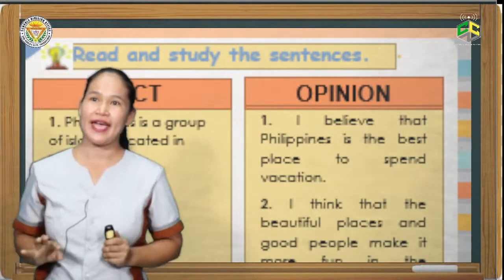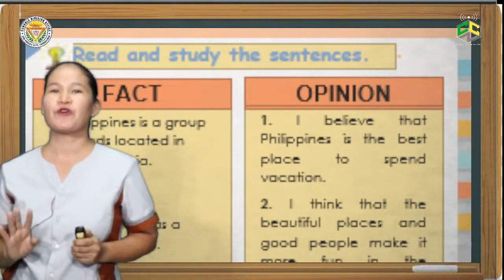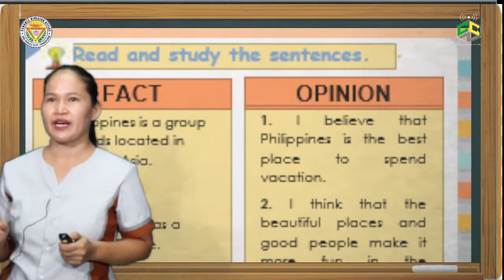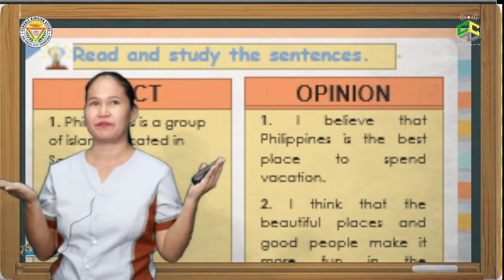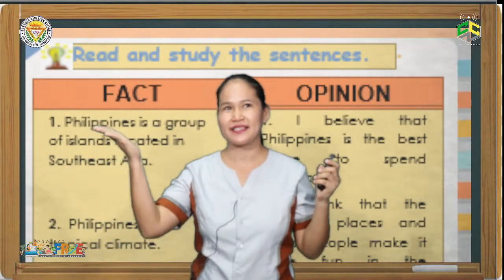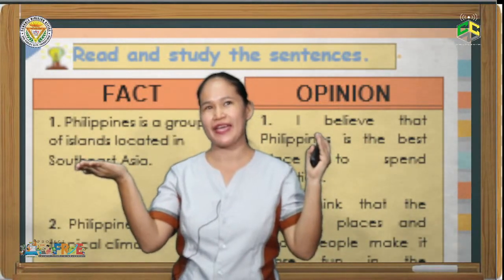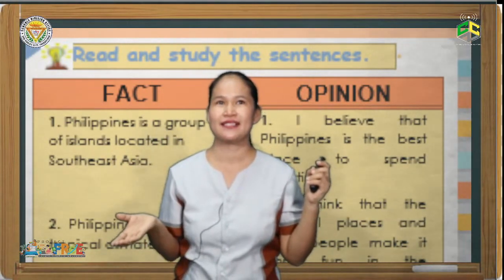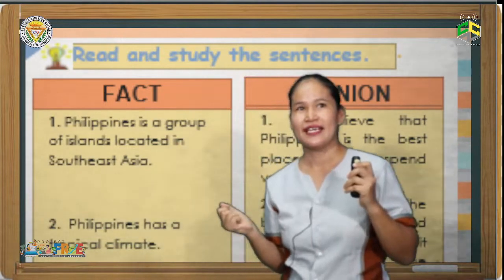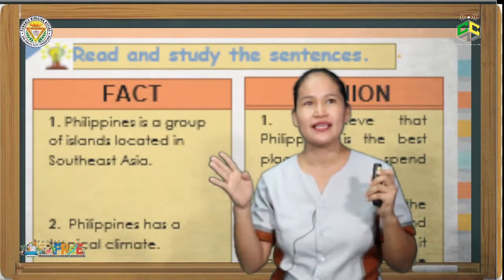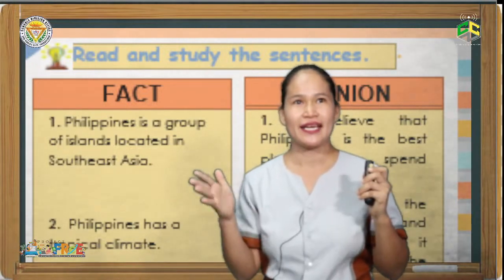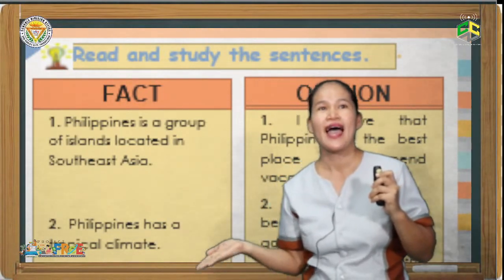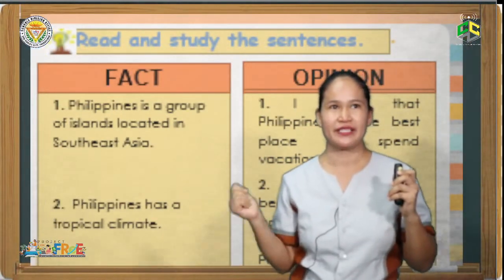Now, let us read and study the sample statements taken from the informational text that you have listened to. We have here column A and column B. As you can see, fact and opinion. Fact for column A and opinion for column B. Let's start reading the two sentences. Okay, let's read the first column. Philippines is a group of islands located in Southeast Asia. The second one, Philippines has a tropical climate.